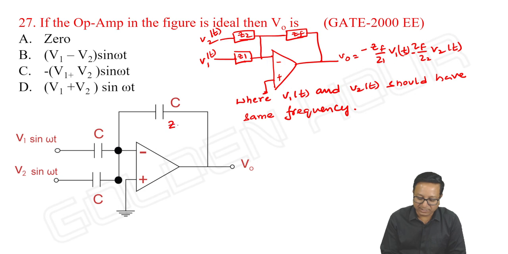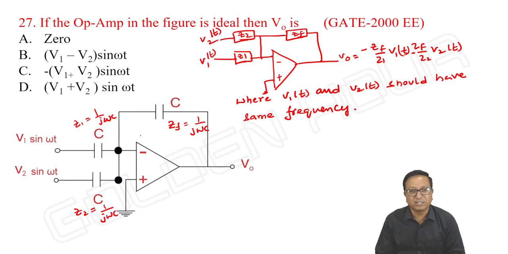Okay, so here the capacitors are given. So ZF is equal to 1 by j omega C, and Z1 is equal to 1 by j omega C, and Z2 is also equal to 1 by j omega C. Impedance of a capacitor we are well aware, 1 by j omega C. Then Z1, Z2, ZF are equal. In that case, what is your output? Absolutely minus of (V1 plus V2). Is it not so? Right.